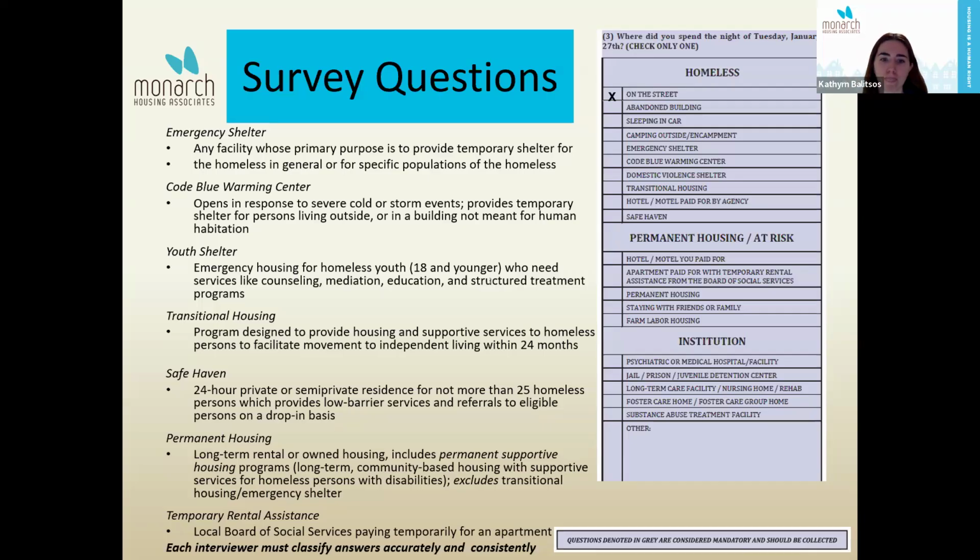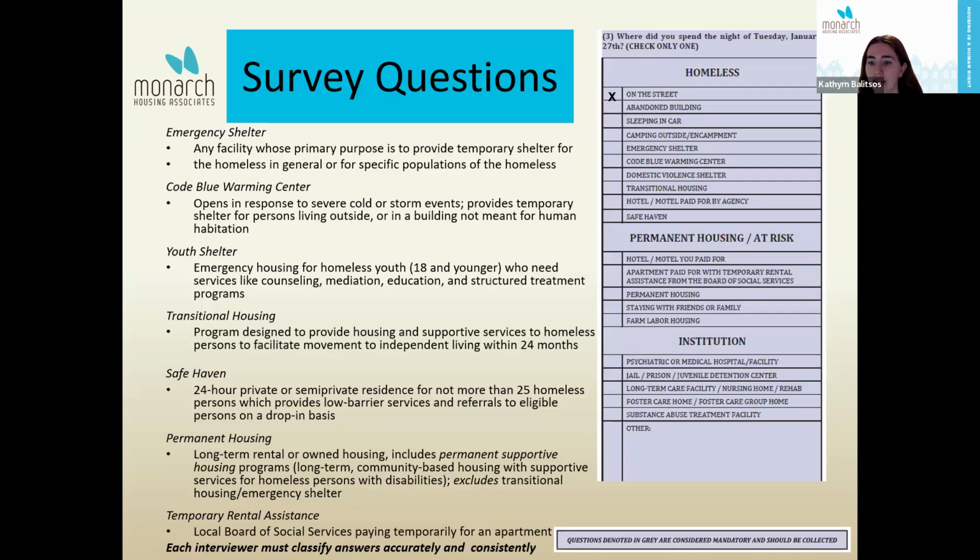If they're in a hotel motel that they themselves are paying for, then we want to select that box, reading through the options and so on. If they're in an institution of some type, also check off that. As a reminder, questions in gray are those mandatory questions, and those are the ones we're really trying to get answers to.